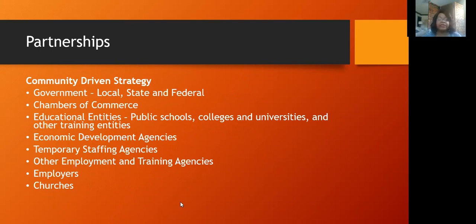And as we take a look at this, the premise of what is identified here is a community-driven strategy. Remember, we talked about doing your research. You want to take a look at local government, local, state, and federal government. You want to identify chambers of commerce, the educational entities, public schools, colleges and universities, and other training entities, economic development agencies, temporary staffing agencies, other employment and training agencies, employers, and churches.